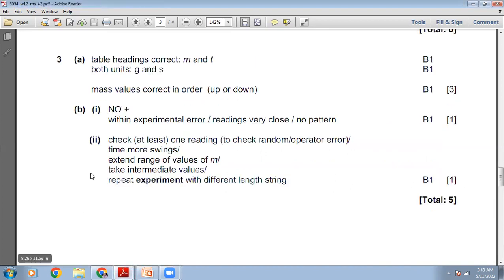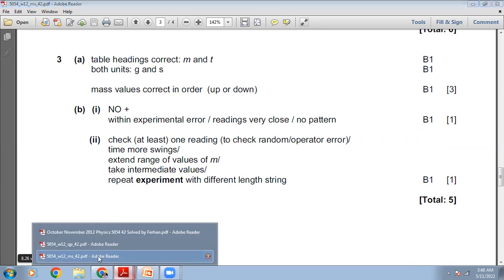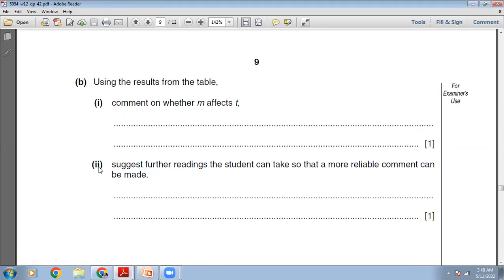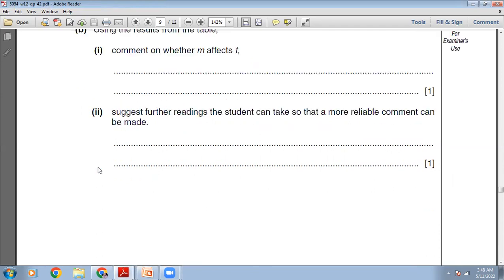So let's have a look at the marking scheme. No, with experimenter, readings very close, no pattern. Okay, the readings are very close. Suggest further readings the students can take so that a more reliable comment can be made. So we were increasing the mass 20 gram. You can take a larger mass. For example, take 150 gram or take 200 gram mass of the bob, and then find the time. And you will observe that there will be no change in the time period.